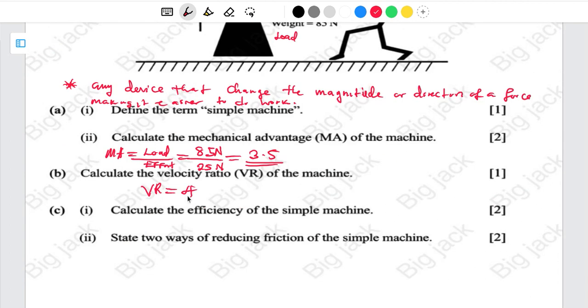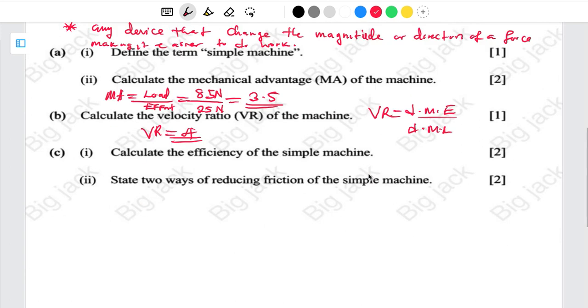No need of calculating. But if the question is involving calculations, if you want to calculate the velocity ratio, you can say velocity ratio is equal to the distance moved by effort divided by the distance moved by load. So we are saying distance moved by effort, which is the force, divided by the distance moved by the load. This is the formula that you need to know.